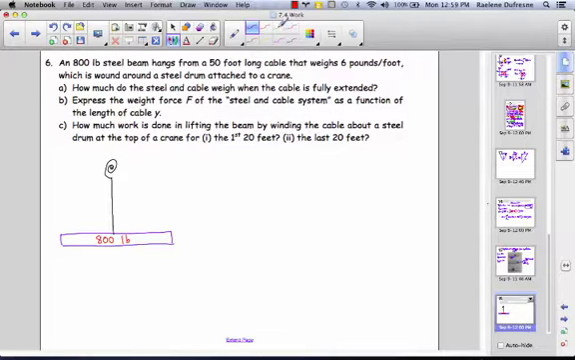Well, before we go any further, we should probably sketch a coordinate system. I'm going to put the y-axis along the cable, and the x-axis I'm going to put at the bottom of the cable as it attaches to the beam.